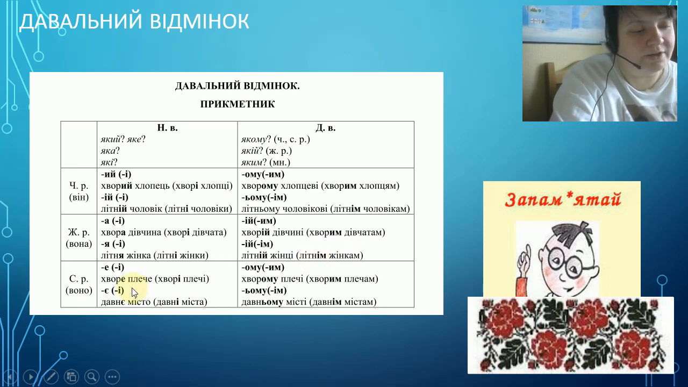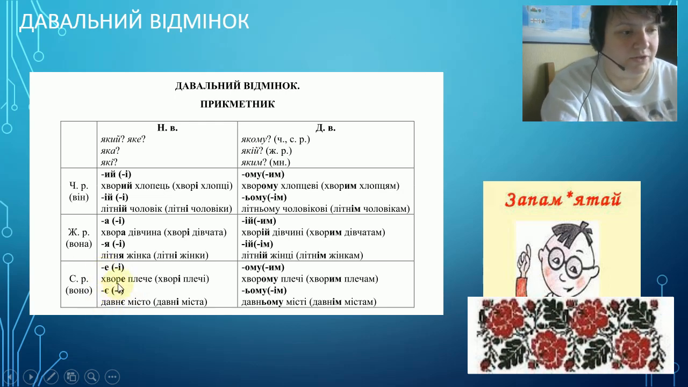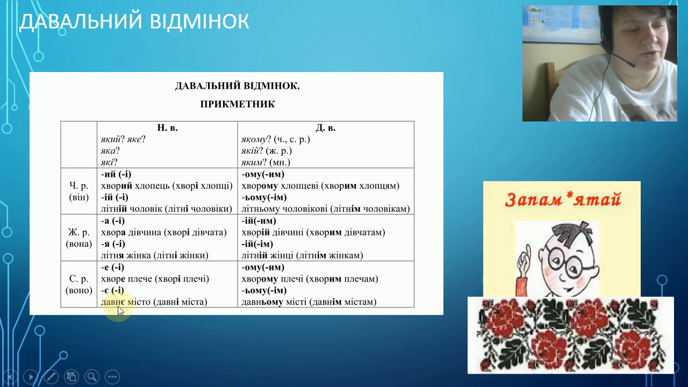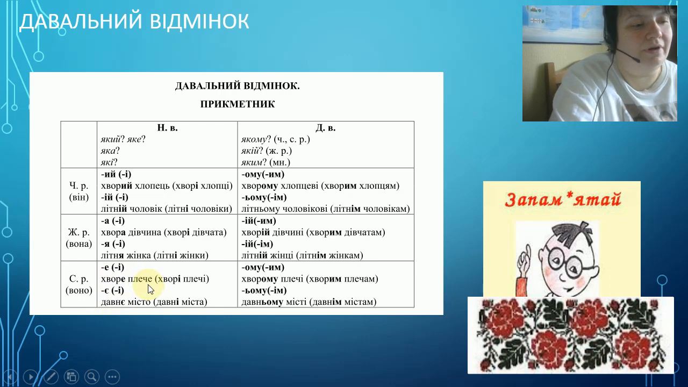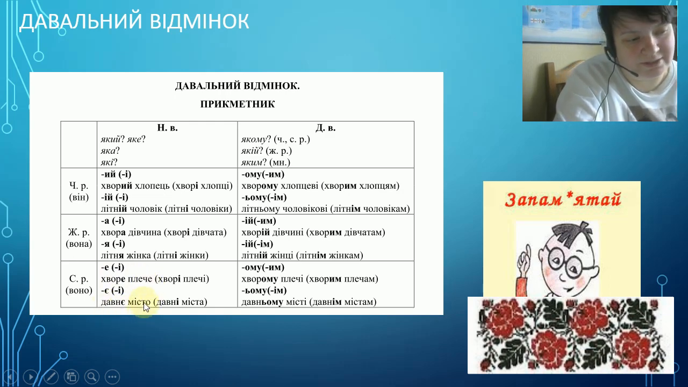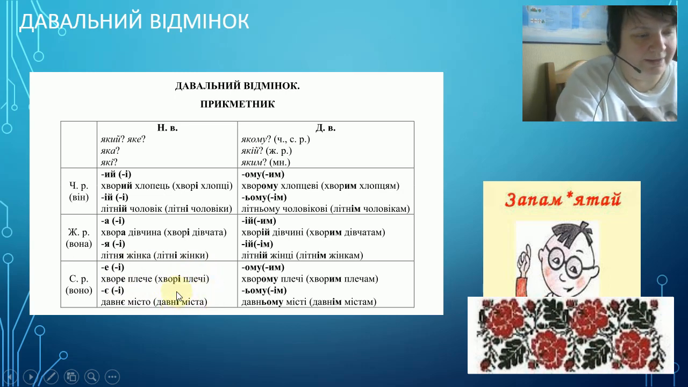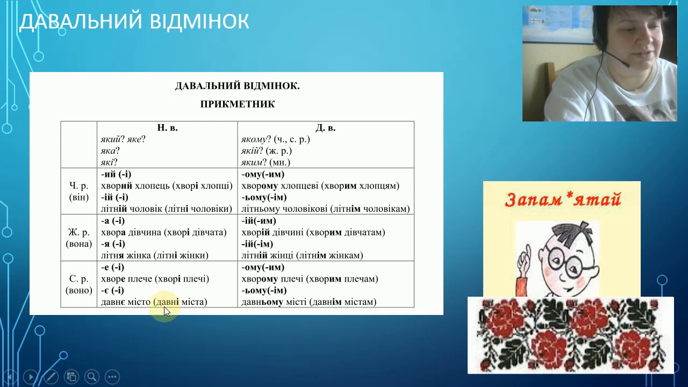Okay, grammatical neuter. We have ending -е, if the sound is hard in the root, -є if the sound is soft in the root. Хворе плече, ill shoulder, давнє місто, ancient city. And ending -і in plural in both variants, хворі плечі, давні міста. So ill shoulders, ancient cities.